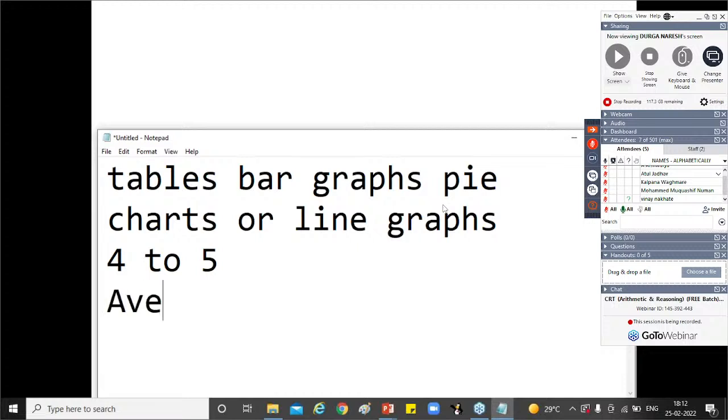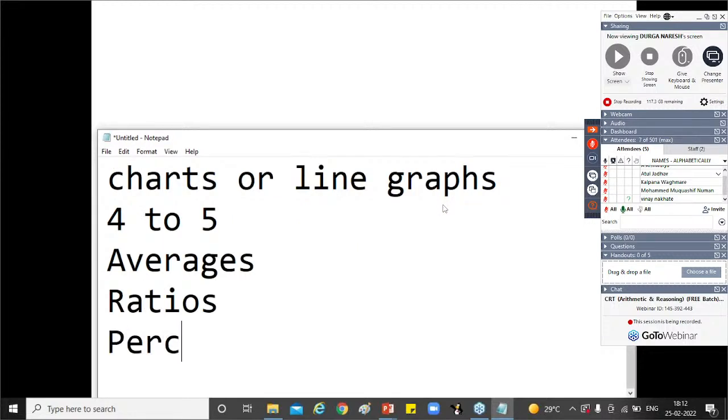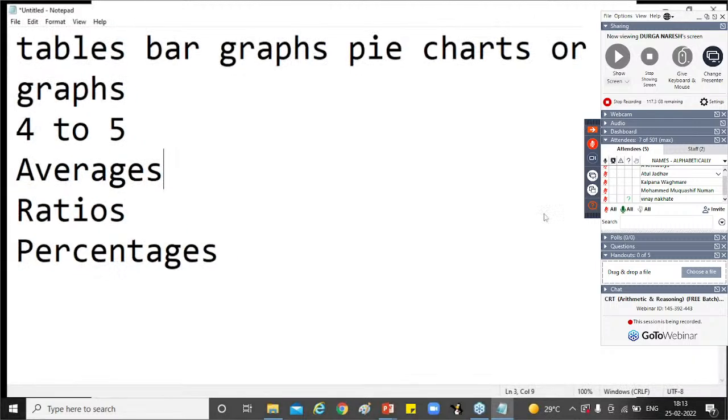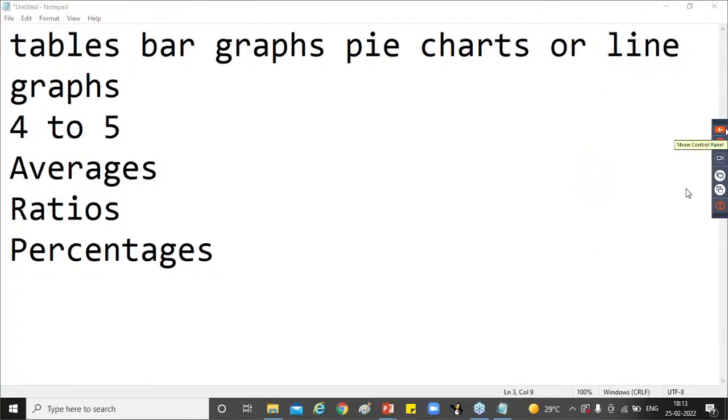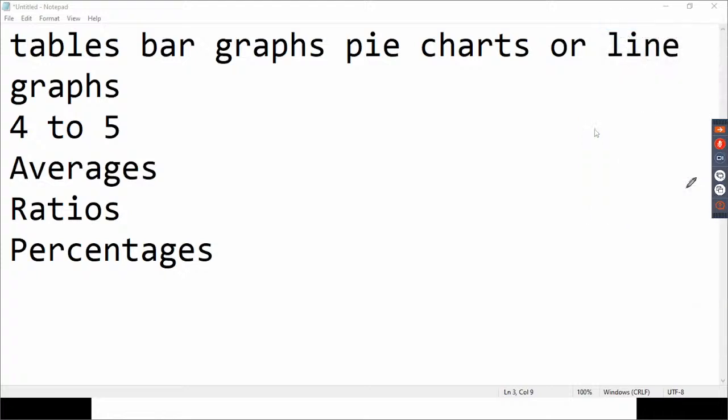All these questions depend on averages, ratios, and percentages. Most important one now, percentages. Clear? So data interpretation is not a separate topic, but whatever questions they're asking in data interpretation, those depend on averages, ratios, and percentages. We don't want to use the complete topic in averages, ratios, and percentages.